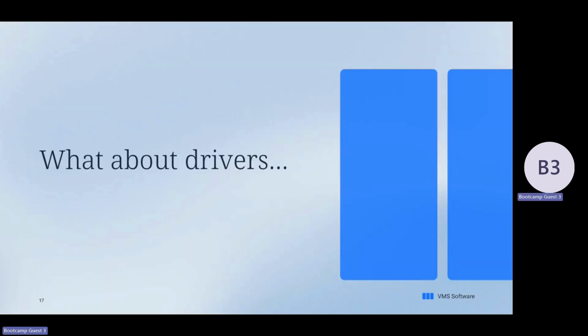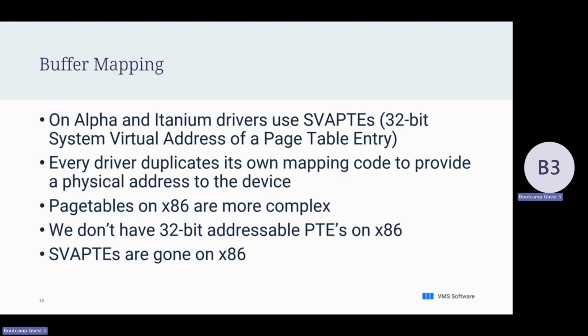A few specifics if you're writing device drivers, because this is where you will likely run into some of the real changes that have happened. Buffer mapping. On Alpha and Itanium, if you want to map a buffer for a hardware device, you use something called an SVAPTE, or a series of them. These are 32-bit system virtual addresses of page table entries. And then you look at the page table entry to figure out the physical address.